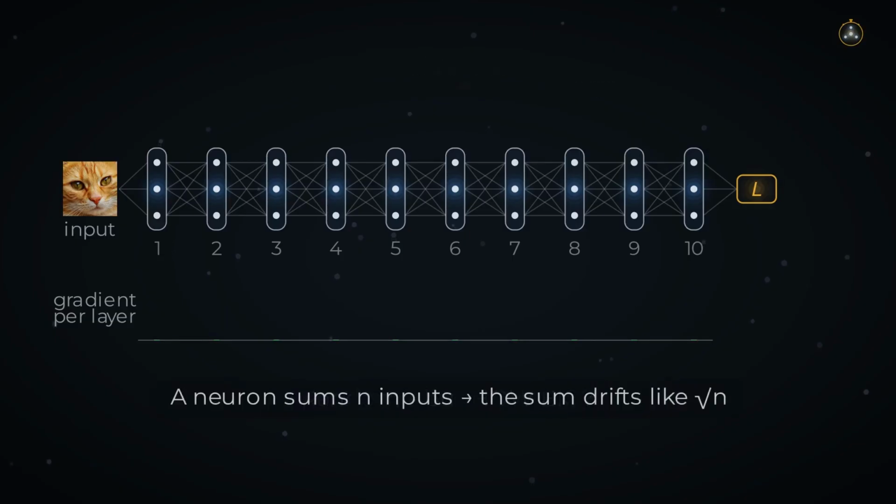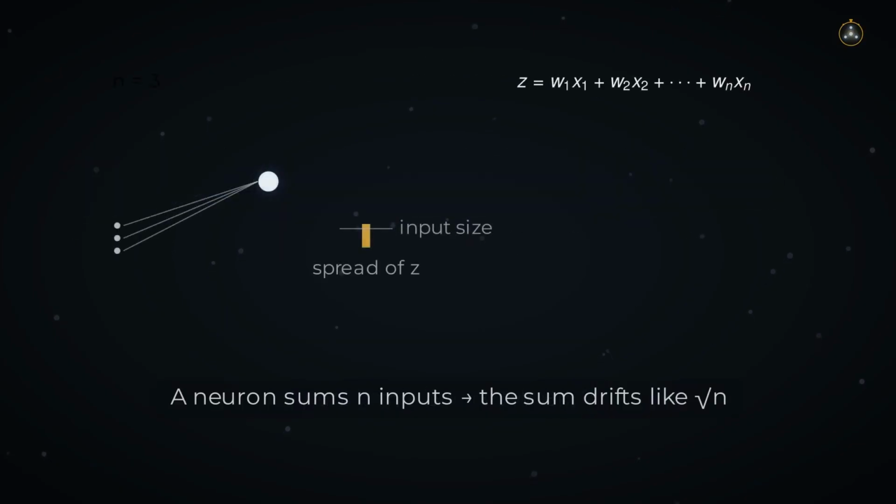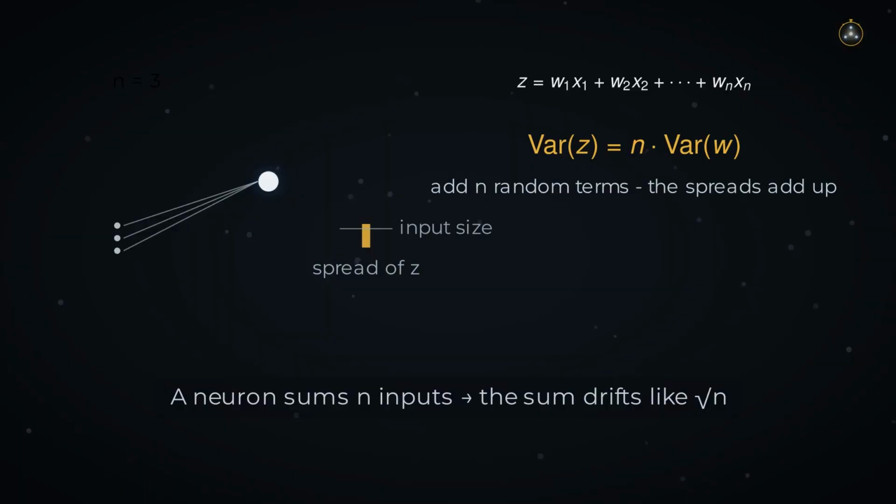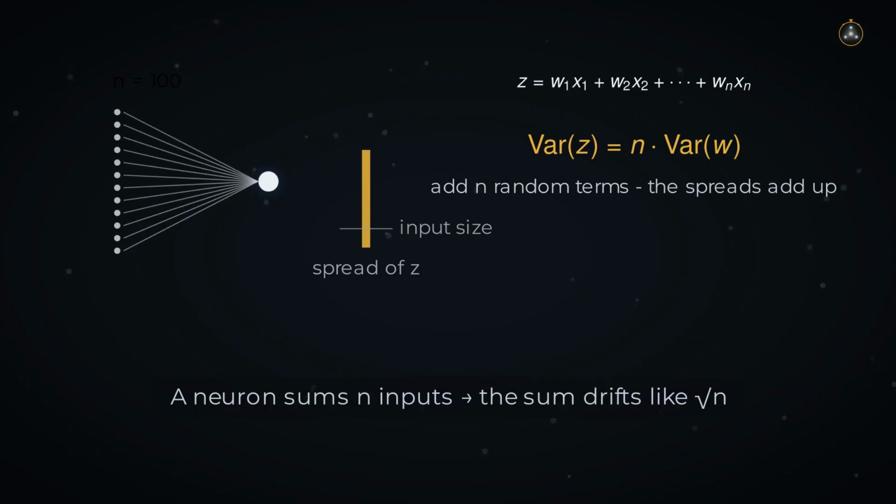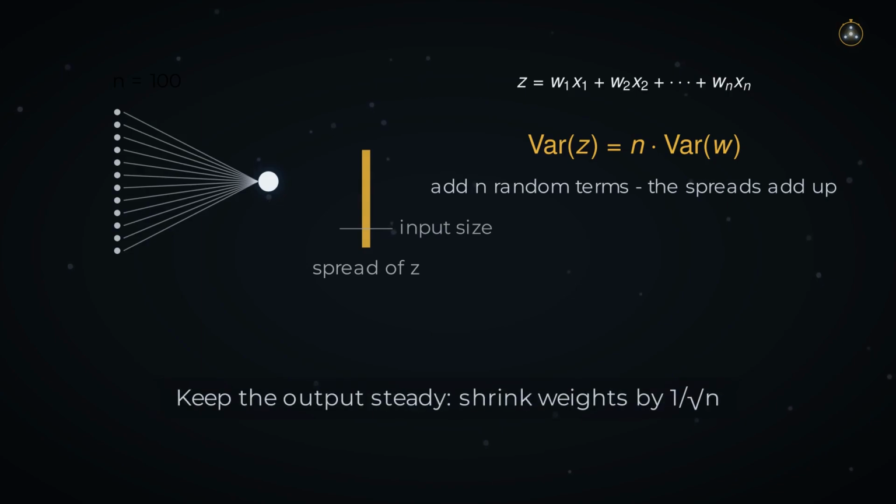Back to the size. A neuron adds up n terms, weight times input, n of them. Here's the fact about adding random numbers. Their variances add. The variance of the sum is n times the variance of one weight. So as n grows, the spread of the sum grows with it. Watch the bar climb. To keep the output the same size as the input, that spread has to stay fixed.